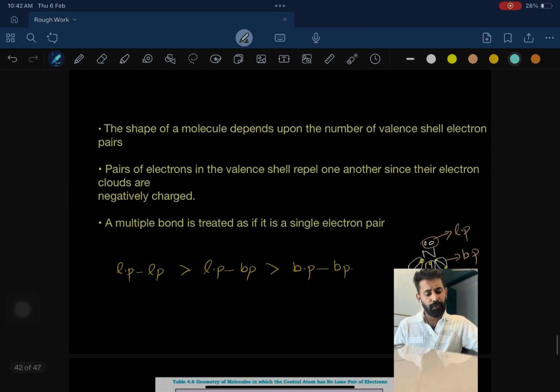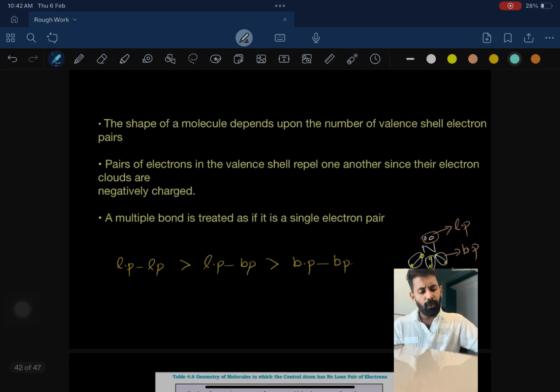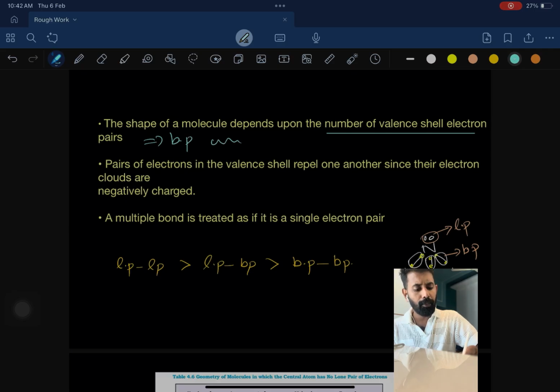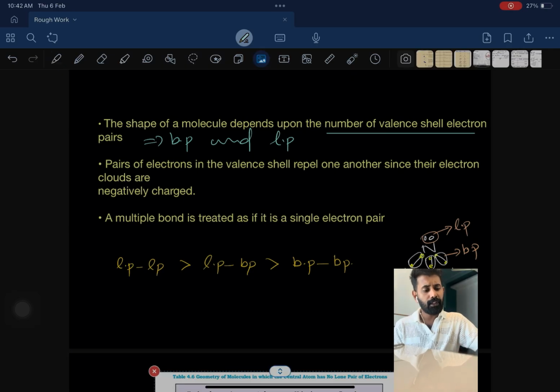Now, what is the VSEPR theory? The shape of a molecule depends upon the number of valence electron pairs, which means both bond pairs and lone pairs. And we know that an electron is a negatively charged species, so the bond pairs and lone pairs will be repelling each other, and that leads to the geometry of the molecule.